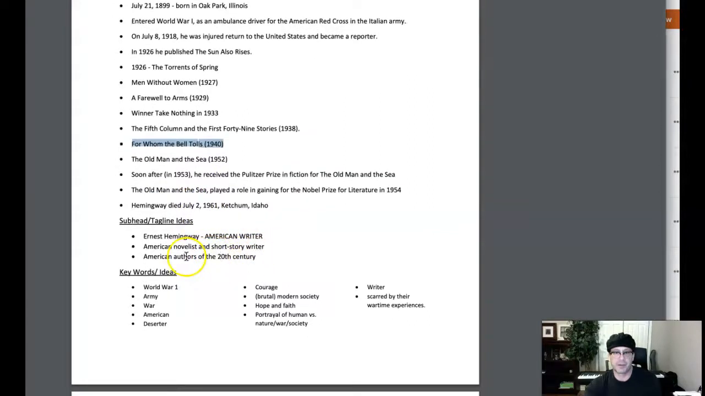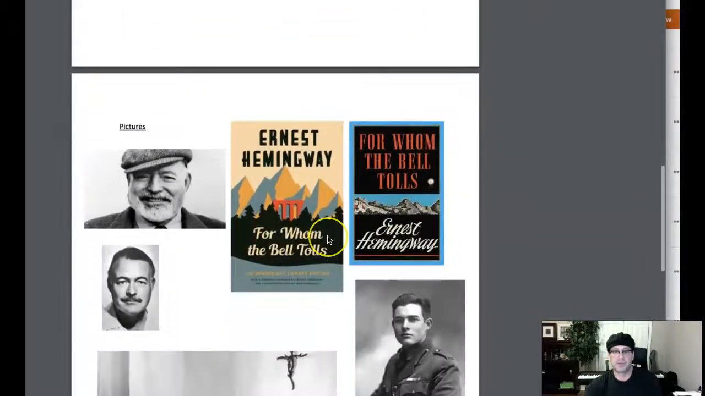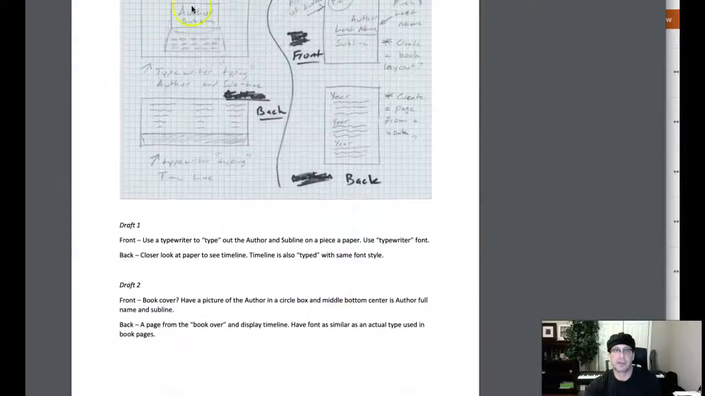Subhead, American writer, good stuff. Keywords, good stuff. Good color studies. And then we have some images. So you have some image studies as well. So you have some nice variety here. Let's go ahead and jump over to the sketches, the drafts themselves.